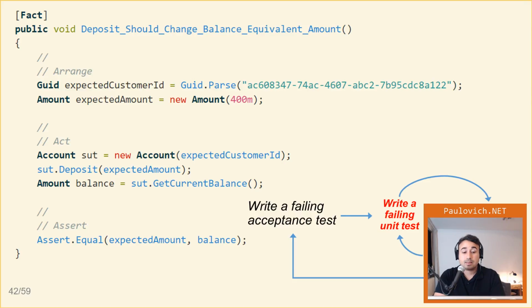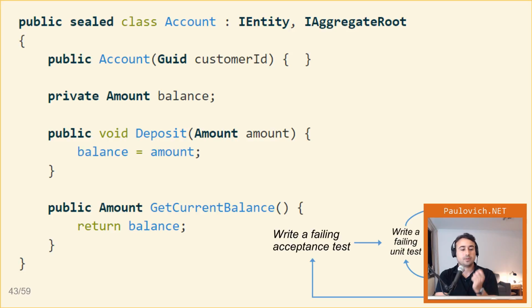So I will focus on the moment I create an account, deposit an amount, and then get the balance; the expected amount and the balance should be equivalent. So I'm only interested in the expected amount and the balance. Well, the next step is to create the proper implementation for this method.